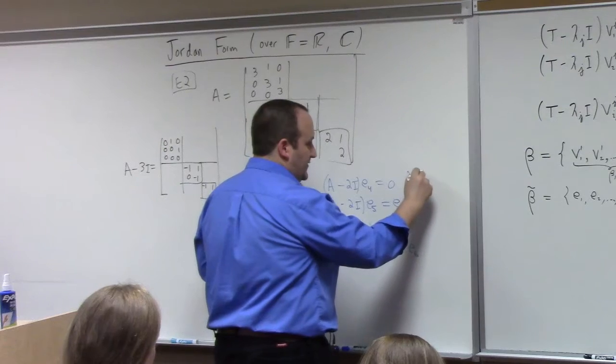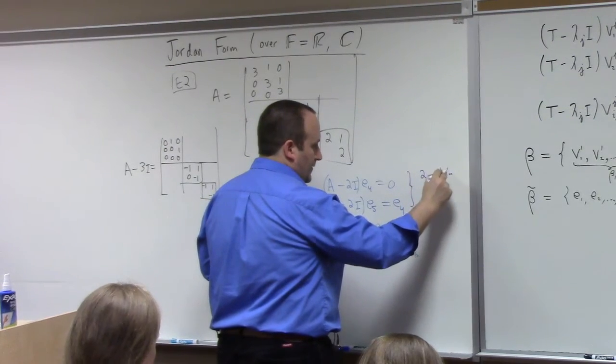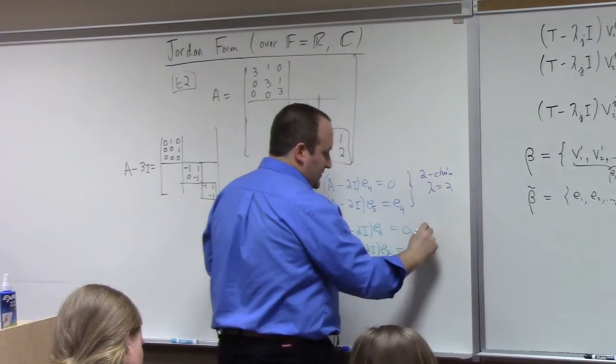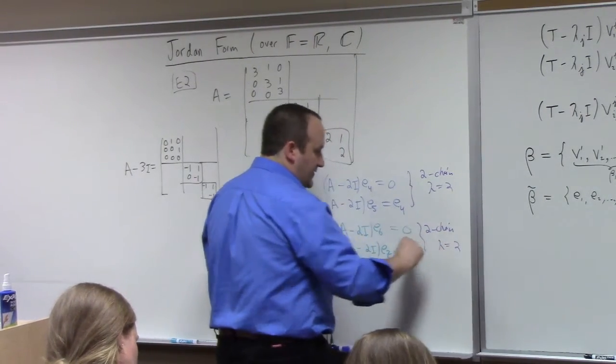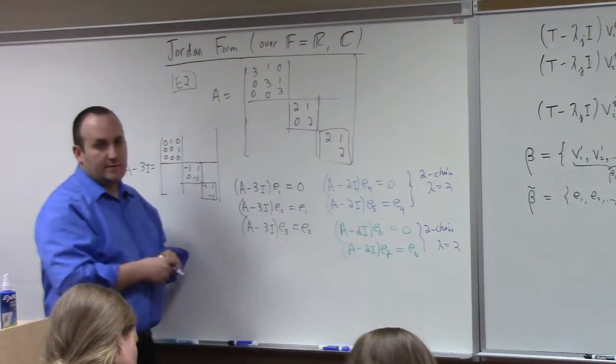So this is a 2-chain for lambda equals 2. This is also a 2-chain for lambda equals 2. These are, of course, our distinct 2-chains. Yeah?